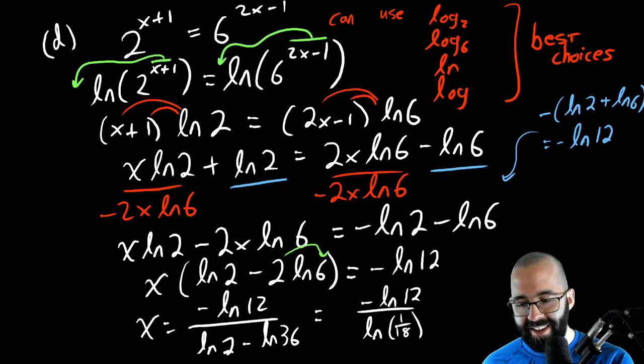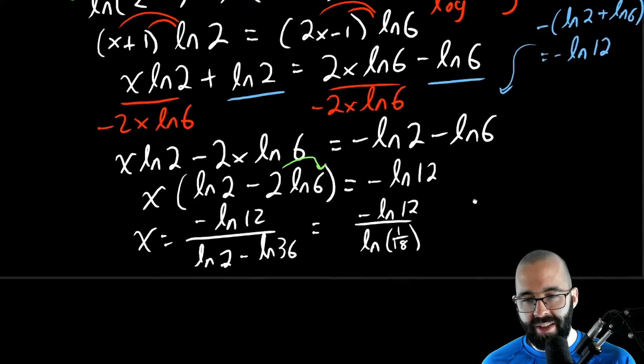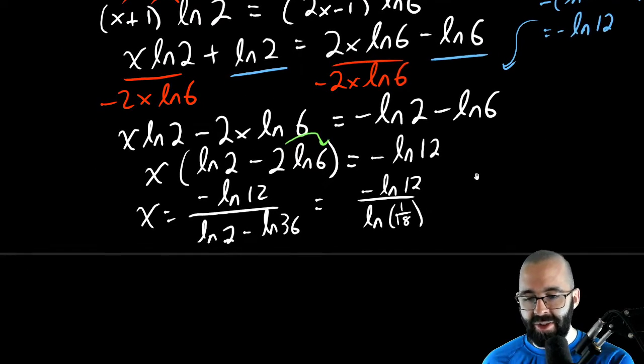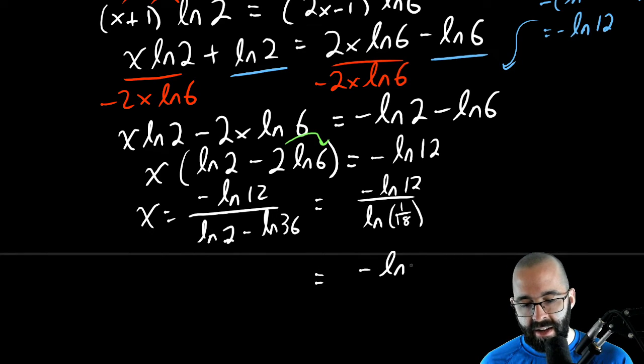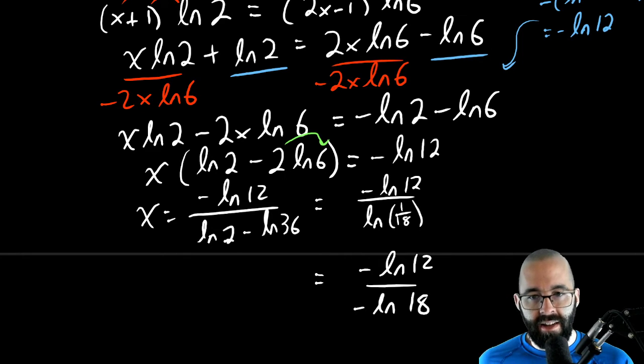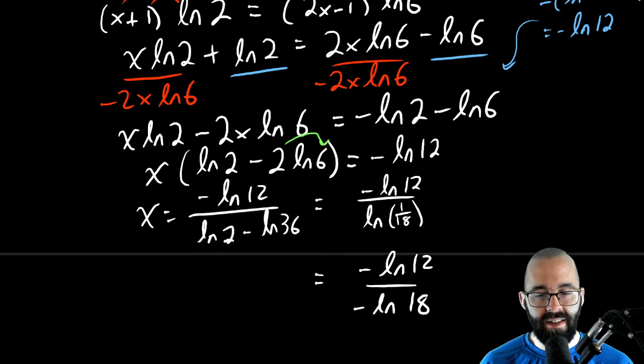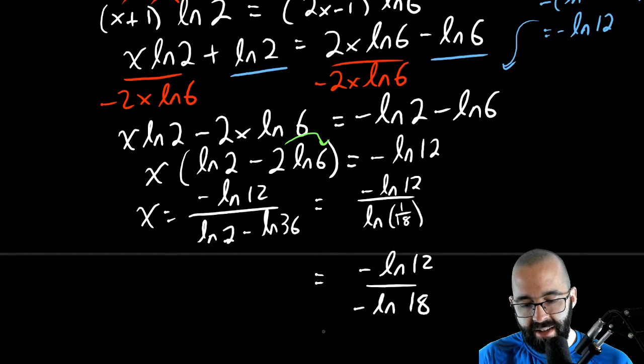Power rule again. This is why it's so important that we spend a lot of time on those properties, because I'm using a lot to clean up our answer. Negative ln 12 over negative ln 18. The negatives cancel. All right. Becomes ln 12 over ln 18.